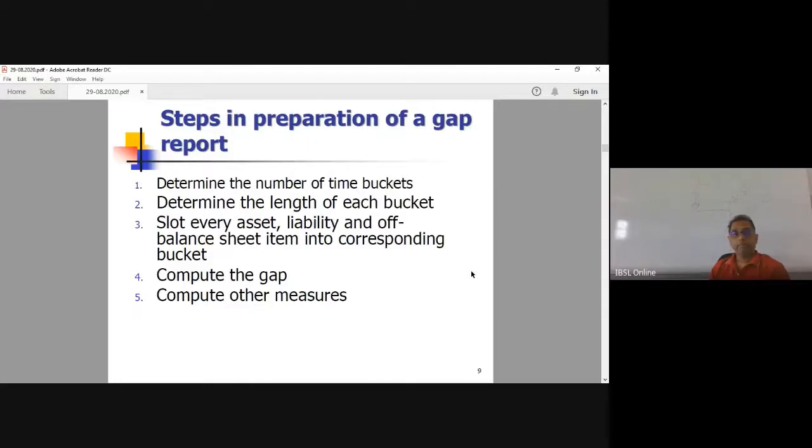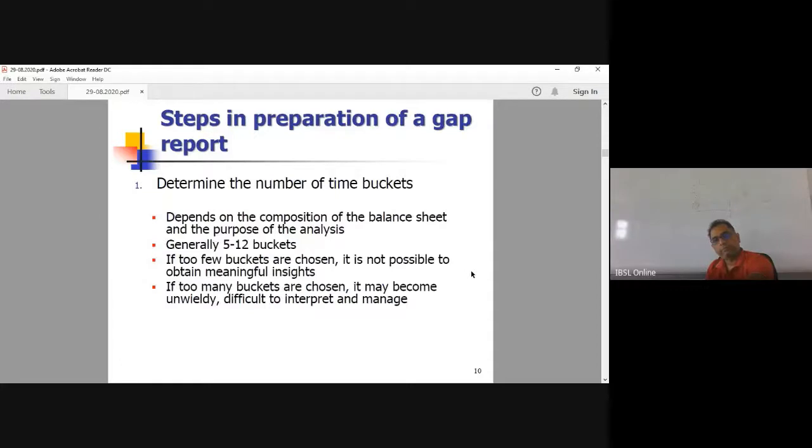Okay. So then 100%. You basically do that, and then you slot your assets and liabilities into the respective buckets, and then you compute the gap and compare it with other measures. So slide number 10 tells you exactly what we've just discussed. It depends on the composition of the balance sheet, the purpose of that, and generally it says 5 to 12 buckets, but that is totally up to you and what you wish to do. But that's a typical sort of guideline.